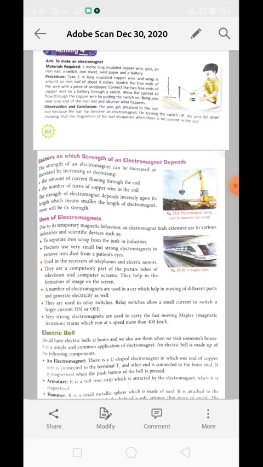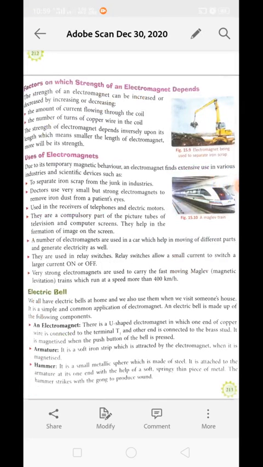Next, they are used in relay switches. Relay switches allow a small current to switch a larger current on or off. Next, very strong electromagnets are used to carry the fast-moving maglev train, which runs at a speed of 400 km per hour. It means it travels a distance of 400 kilometers in just an hour.